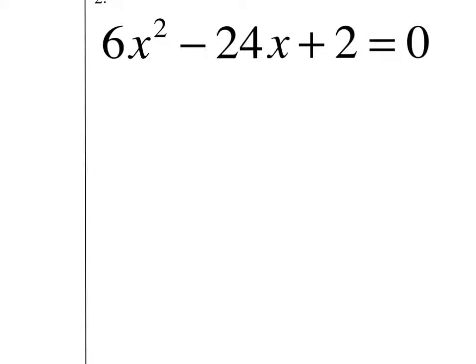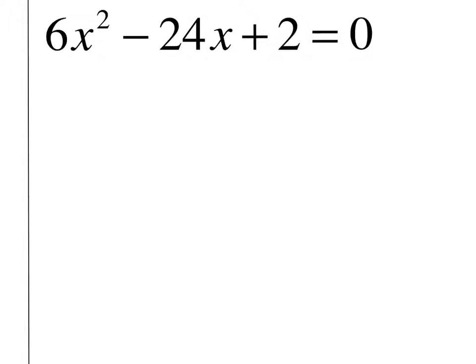Next problem. 6x squared minus 24x plus 2. Again, I'm going to subtract 2 from both sides and then divide by 6. Leave me with x squared minus 4x is equal to 1/3. Split up my middle number. So we get x squared minus 2x is equal to 1/3.